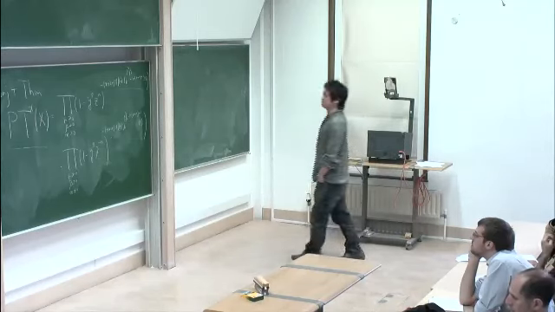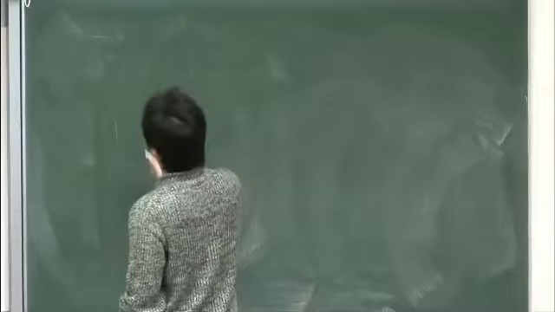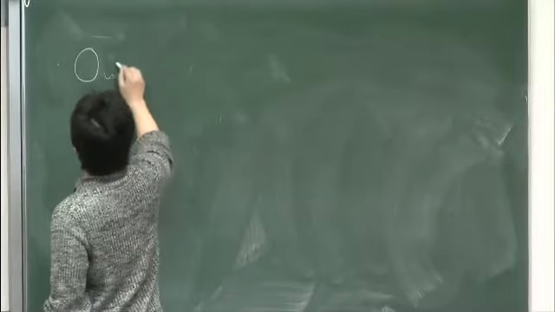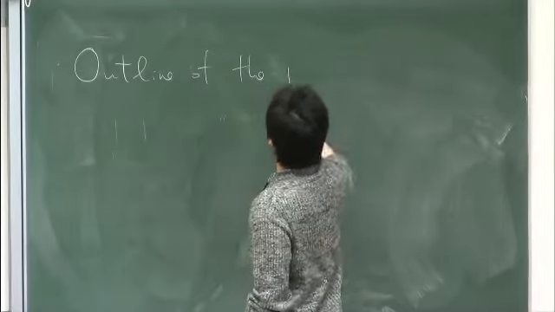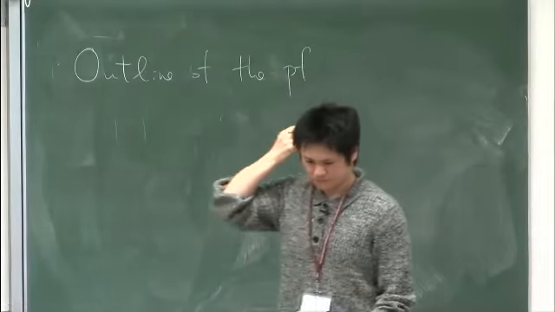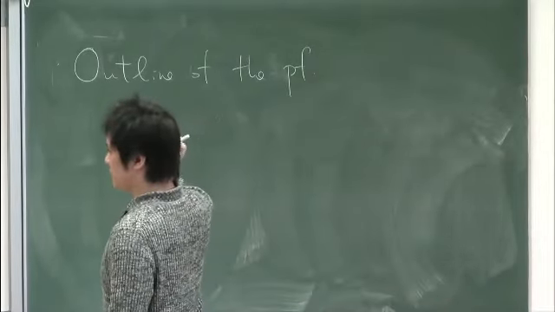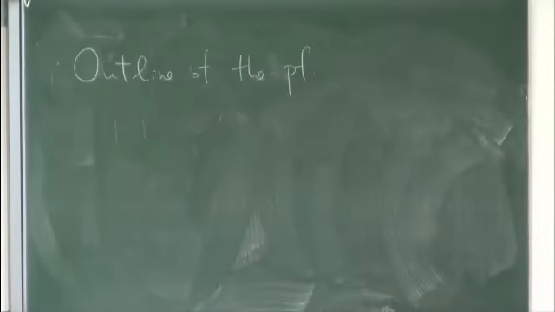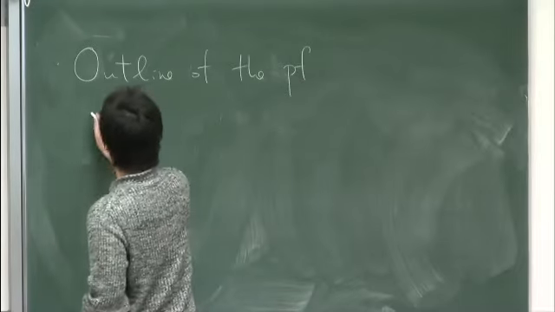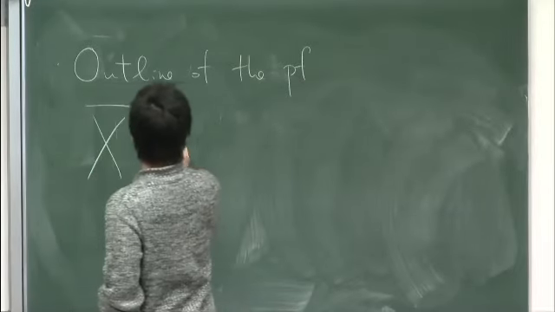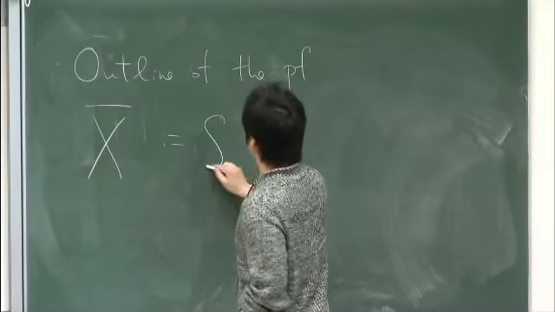Okay, so, outline. I just explain what kind of category I'd like to apply wall-crossing to. First, for some technical reason, I compactify X. So X bar is S times P1.